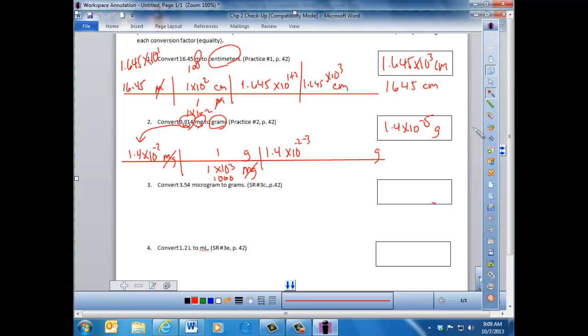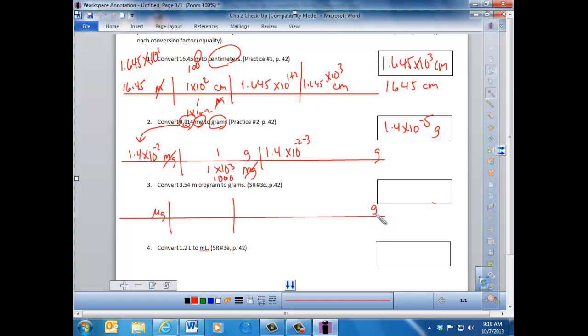Down here, number 3 is very similar. You're going from a smaller unit to a larger unit. I put the micrograms on here to make sure everybody understands micrograms. Micrograms is a little bit different unit. In other words, it's not an English letter, that's a Greek letter, microgram. It means a millionth of a gram. But your approach is exactly the same.